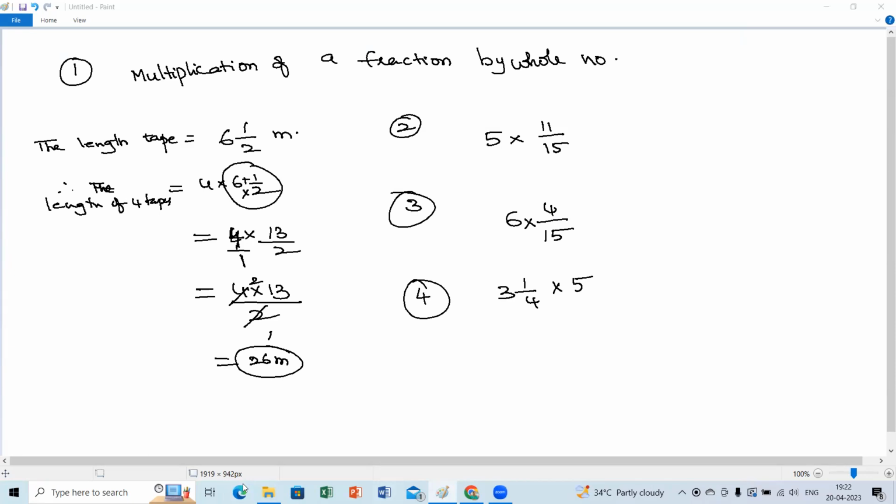Yes, the first answer was given by the student Anubhav. Both the answers are correct, Anubhav. Very good. All four were given by Anubhav. Good, very good.